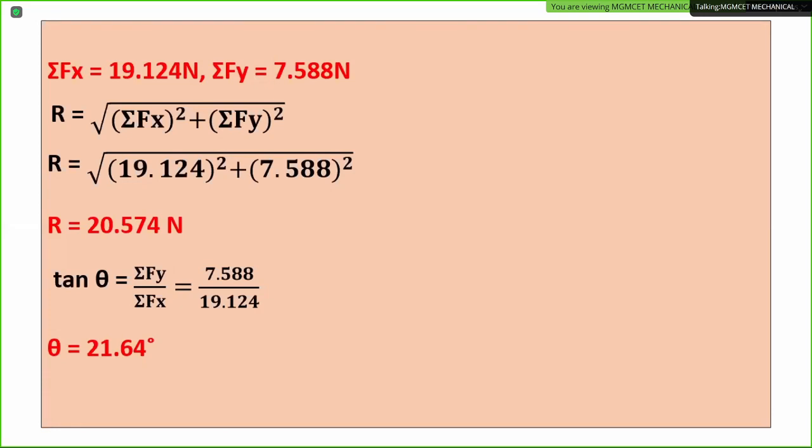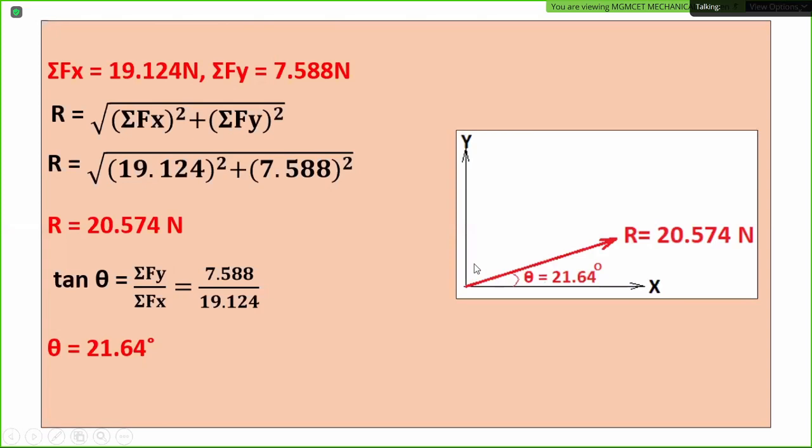So there are three characteristics of the force. One is the magnitude, direction and point of application. For the concurrent force system, you only find out the resultant and angle theta. No need to find the point of application, all the forces are passing through the same point, and our resultant will pass through that same point.